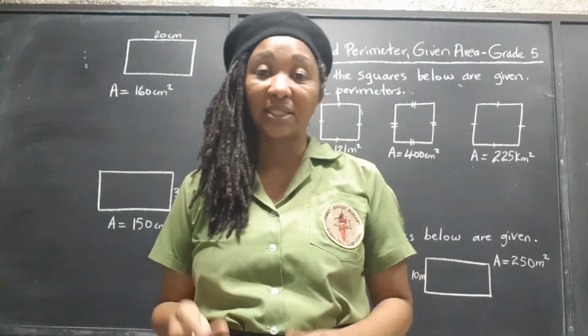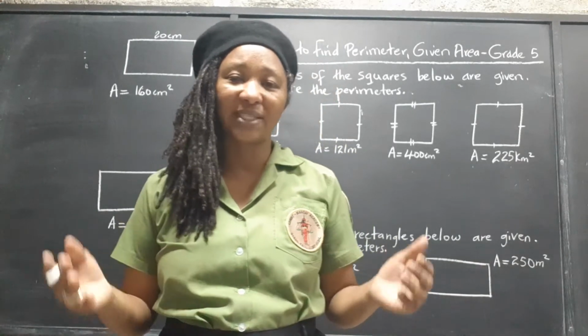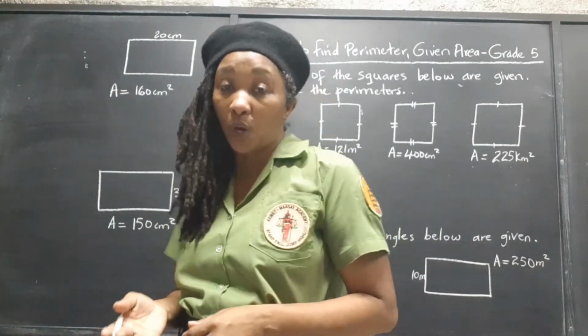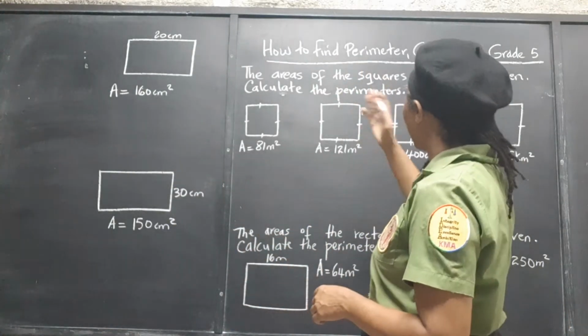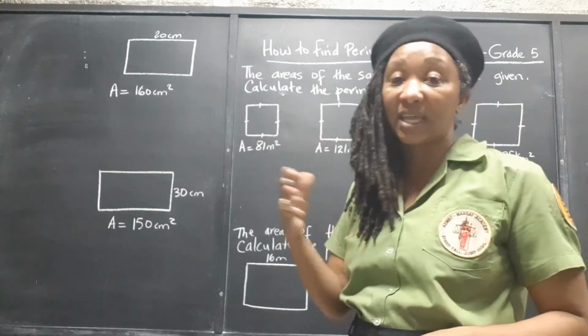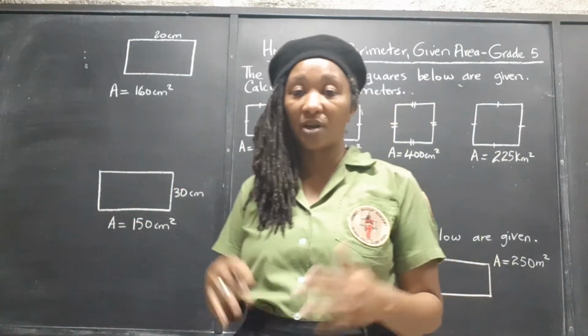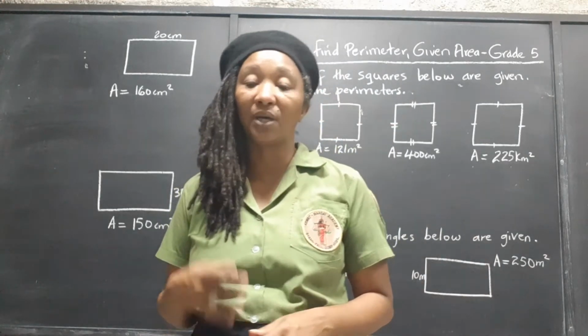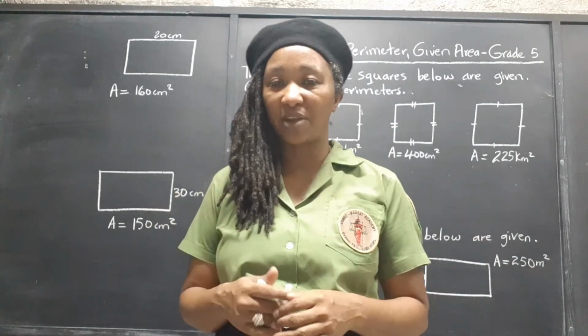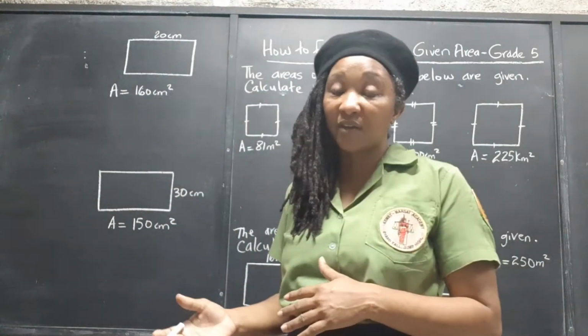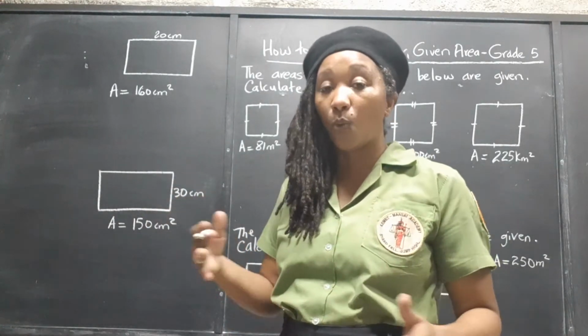Today we're looking at area and perimeter. We've been doing several videos on area and perimeter. What we're looking at specifically is how to find the perimeter if we're given the area, right? For the square as well as for other kinds of rectangles, because remember, the square is a special kind of rectangle. So if we are told the area of the square is so and so, what is the perimeter?